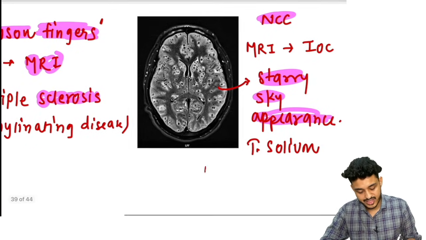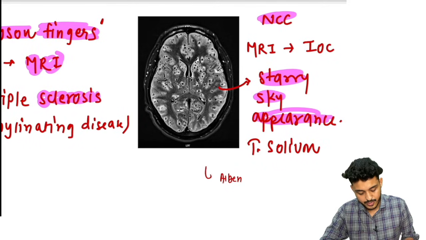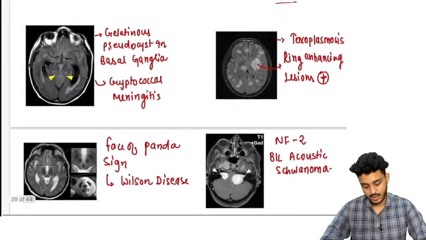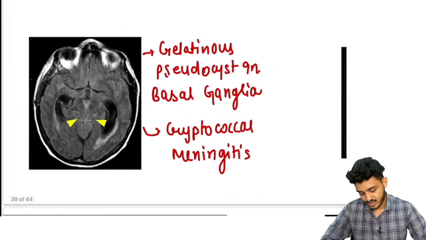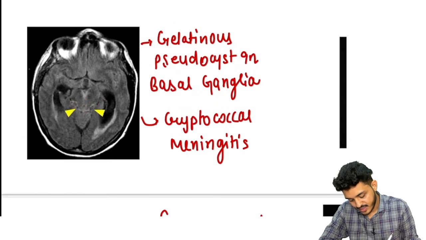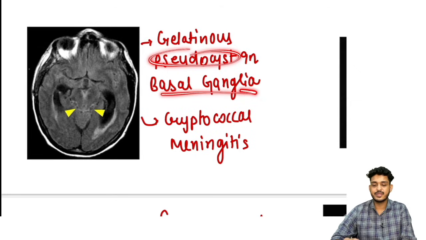You can also do what? CT scan, and the drug of choice is going to be what? Albendazole is the drug of choice in this particular case. Then you can appreciate this pseudocyst over here. Can you appreciate this pseudocyst in the brain? You will be having gelatinous pseudocysts in the basal ganglia.